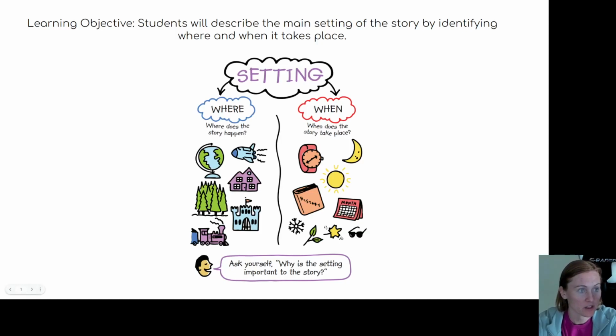Today's objective is to describe the main setting of the story by identifying where and when it takes place. Setting can be divided into where and when. Where means where does the story happen?